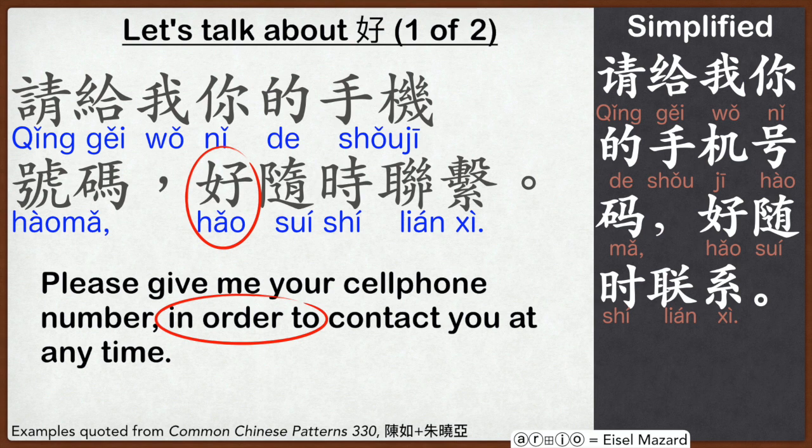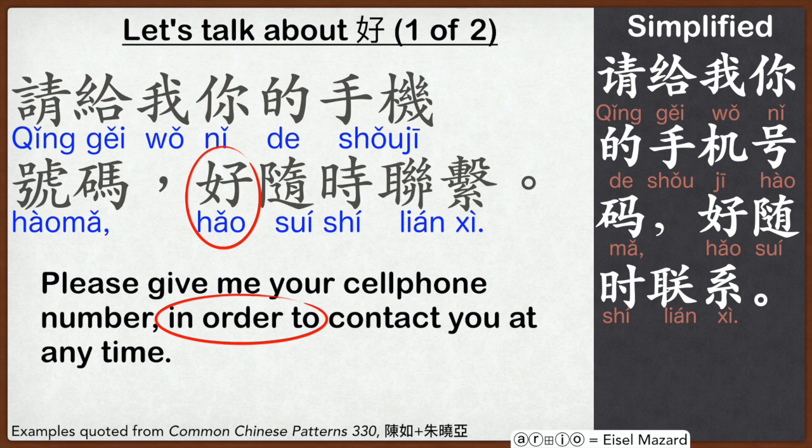If you don't know any of the vocabulary, don't worry about it for now. The sentence reads, 请给我你的手机号码，好随时联系。 Please give me your cell phone number in order to contact you at any time. Maybe that should be the first sentence that everyone learns in Chinese. Maybe we should make that the new standard.